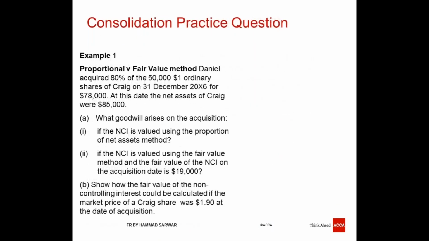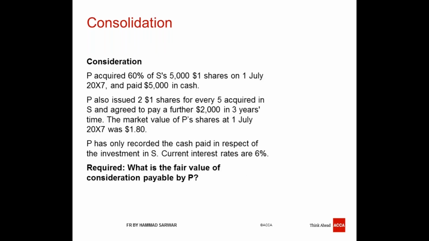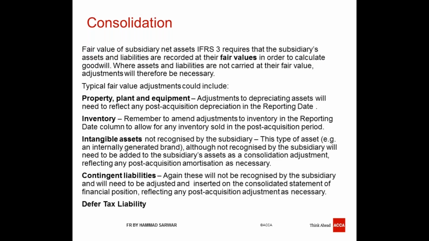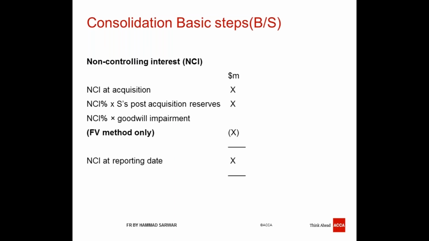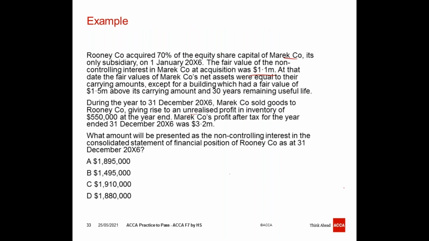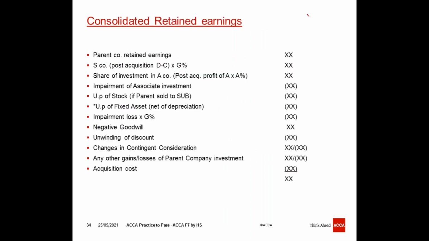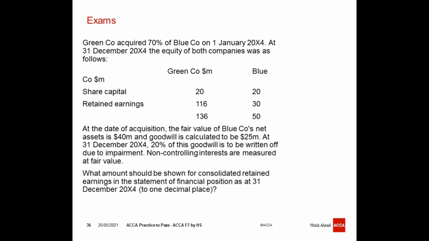NCI at acquisition for proportionate and fair value. Then the concept of impairment, the cost of investment. Then consolidation, property, plant and equipment, adjustment of the fair value, and then the concept of NCI. So these are all the areas that we discussed in the last class. Non-controlling interest, consolidated retained earnings, and one question for the retained earnings. So, green companies. Did we attempt this question in the last session?